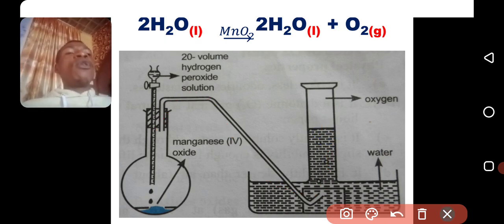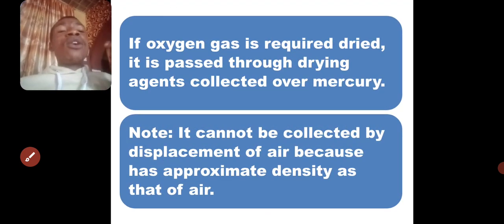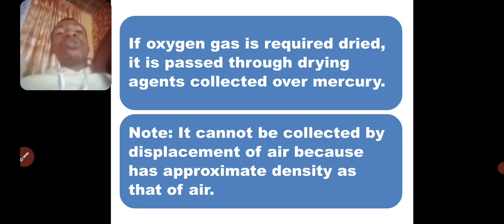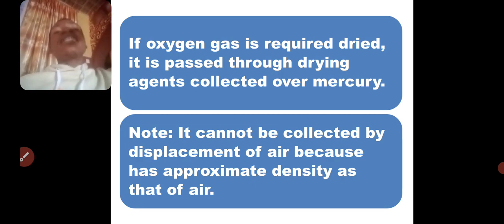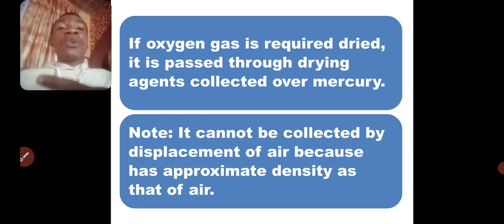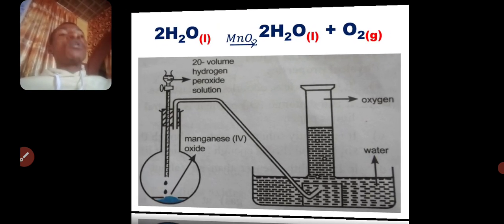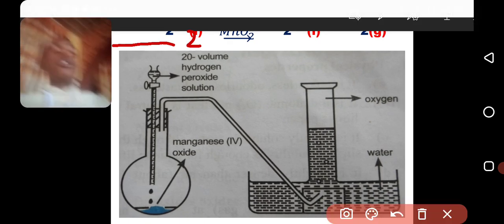If you want to collect oxygen dry, you are not going to use air, because oxygen has approximately the same density as air. So what you can do is you use mercury instead. So you put mercury inside a gas jar. You know, mercury is a liquid, but not water. So once the oxygen gas is being produced, instead of putting water here, you can put mercury there.